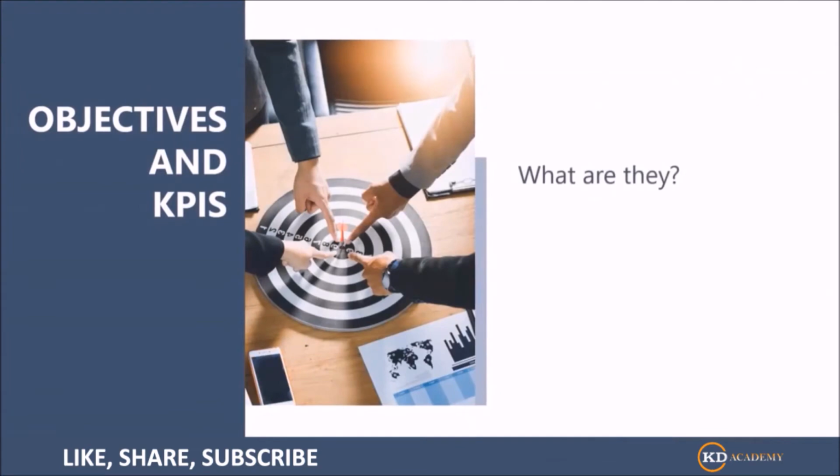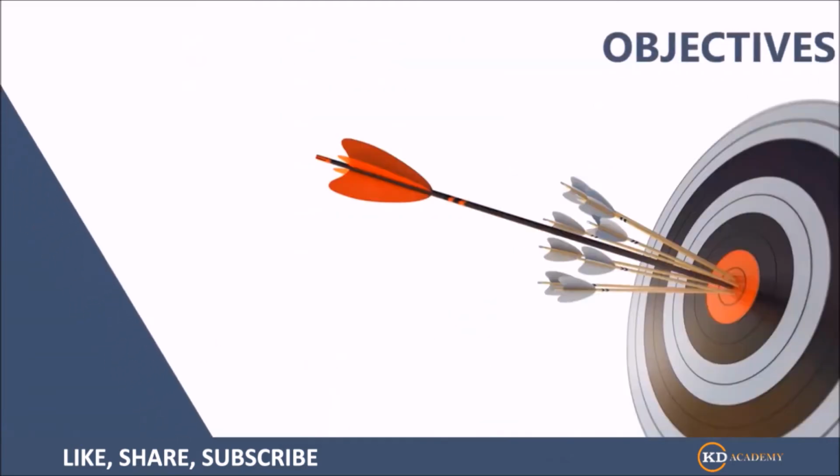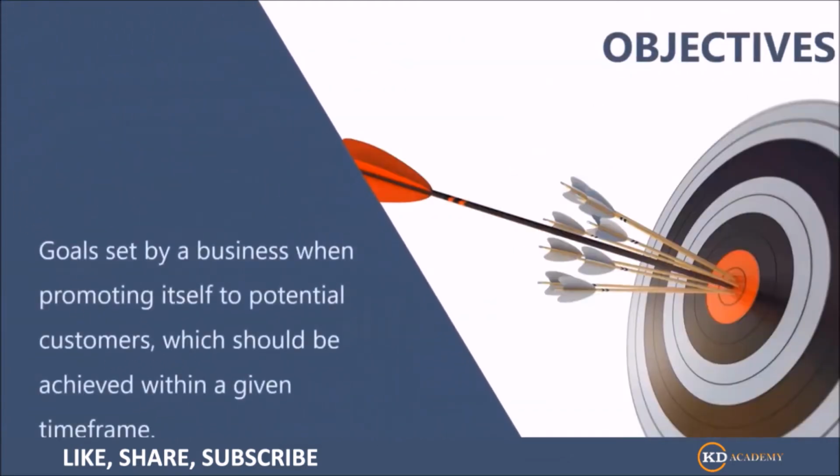Moving on to objectives and KPIs, specifically, what are they and why do we need them? Very important. An objective, or objectives, are goals set by a business when promoting itself to potential customers, which should be achieved within a given time frame. What is that saying? A goal without a plan is just a wish. So it does need to have a time frame for it to be achieved.